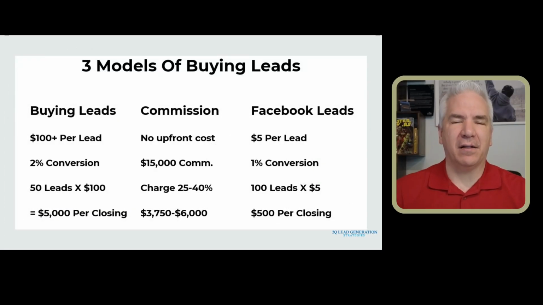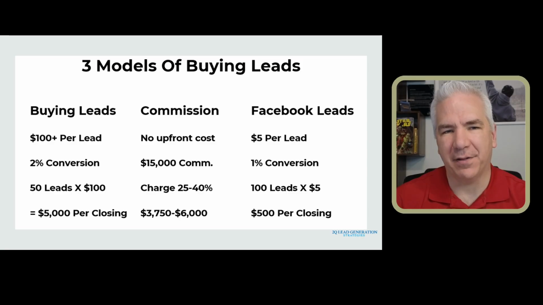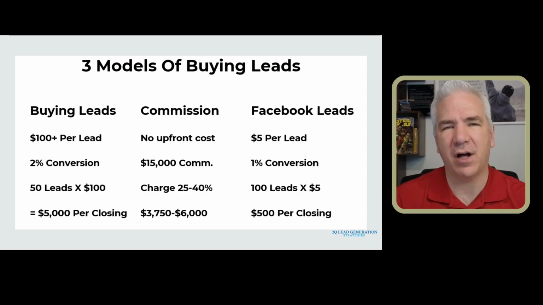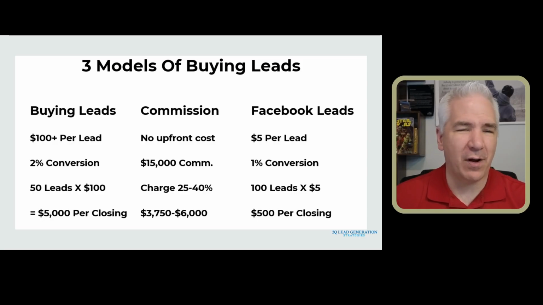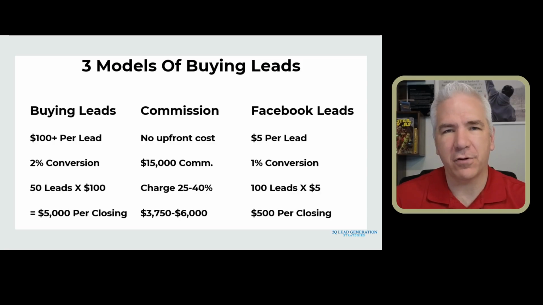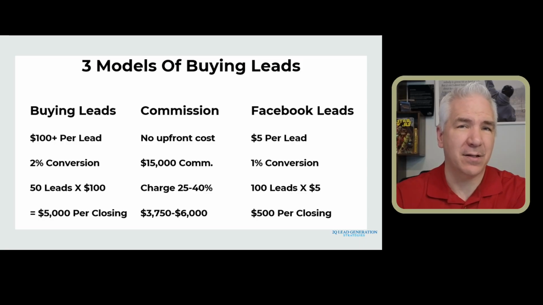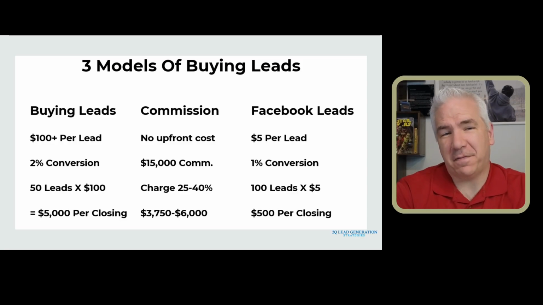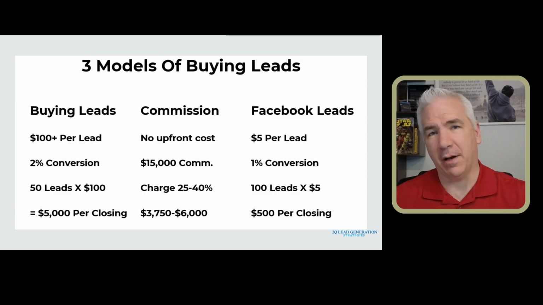See, when it comes to buying leads, there's really three different models out there. On the left, buying leads, this is your traditional going to Zillow, Realtor.com, those type of companies, where like we talked about, it's going to be around $100 a lead. Conversion rates around 1-2% is pretty normal. So even at a 2% conversion, you're going to need 50 leads before one of them is going to convert. So 50 leads at $100 a piece, that's $5,000 that you would spend per closing, roughly with that model.